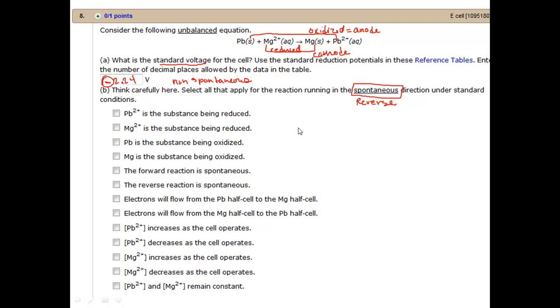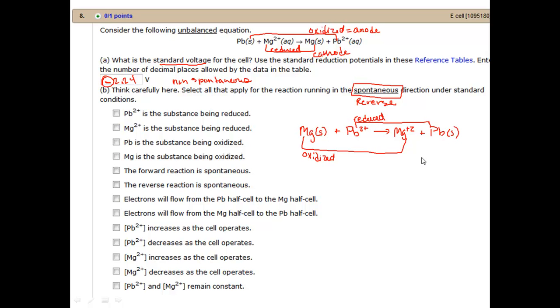So let's just rewrite the reaction. We'll have Mg solid plus lead ion going to magnesium ion plus lead solid. So what we will have is magnesium being oxidized, and it's the actual magnesium solid that's oxidized, and we have the lead 2 plus ion that is reduced.